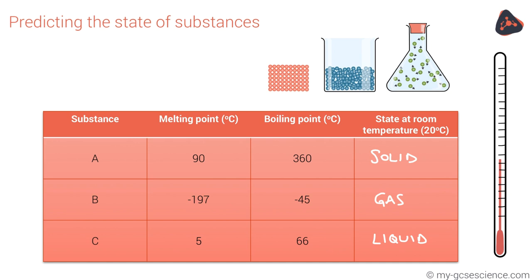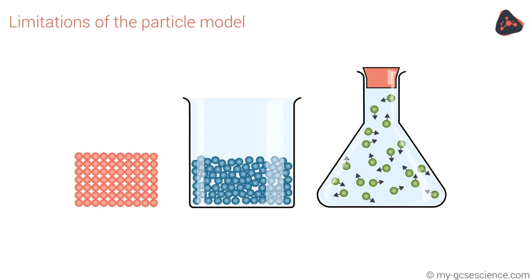Now this slide is for higher tier only, so if you're going to do foundation tier, you can skip this slide. Remember, if you look on the top right hand corner of the screen at any time, you'll be able to see whether the information is for higher tier only or for everyone. So for higher tier, you do have to be able to discuss the limitations of the particle model.